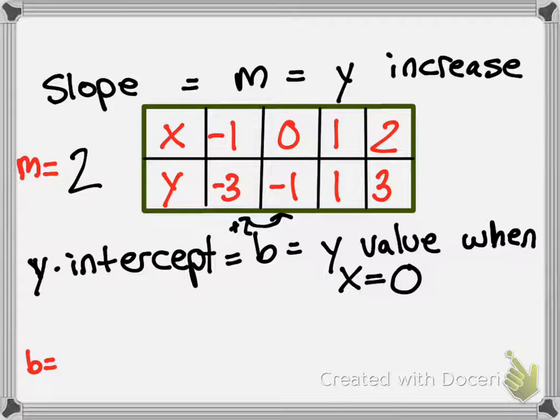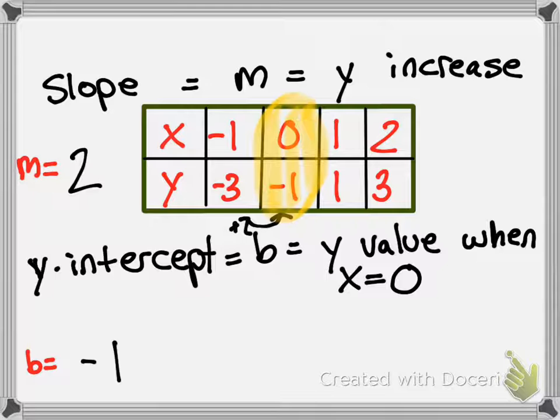Now, our y-intercept is our b. It's the y value when x is 0. So, what is our y value when x is 0, Fernando? Perfect. -1. Here we look. X is 0. Y is -1. Those are pairs, the ones that we have here.